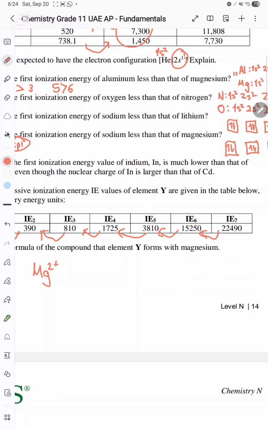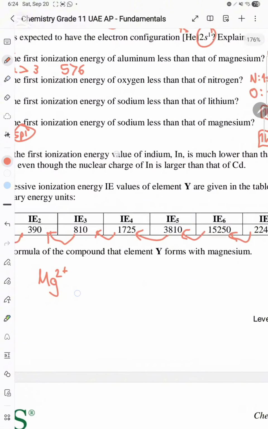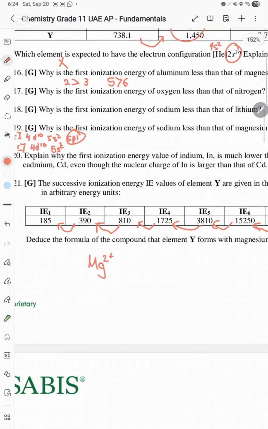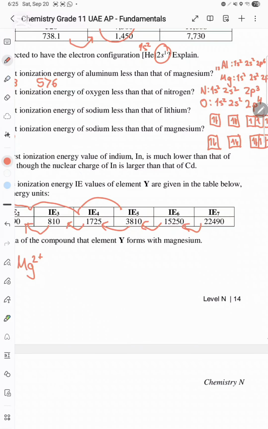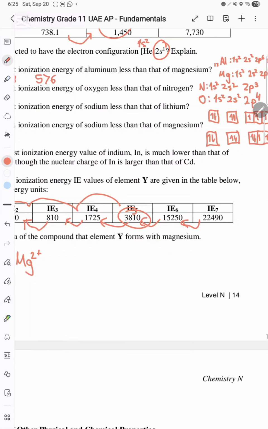So I was saying that you first need to find where the first big jump is. As you can see, IE1 to IE2 is normal, this is normal, this is normal, this is normal, but then from 3,000 to 15,000 is a very big jump. Since it's a very big jump, it is between IE5 and IE6.